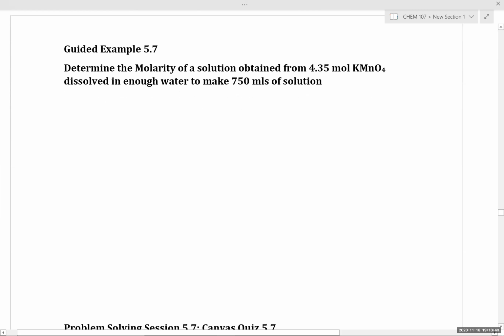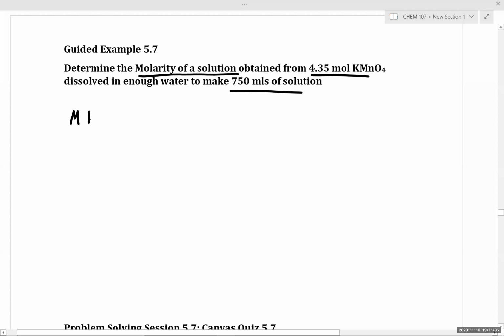Okay, so let's practice some calculations here. I'll do the first and you'll follow up with the second. So in this case, you're asked to determine the molarity of a solution obtained from 4.35 moles of potassium permanganate dissolved in enough water to make 750 milliliters of solution. Okay, now this is where you have to be careful with the units.